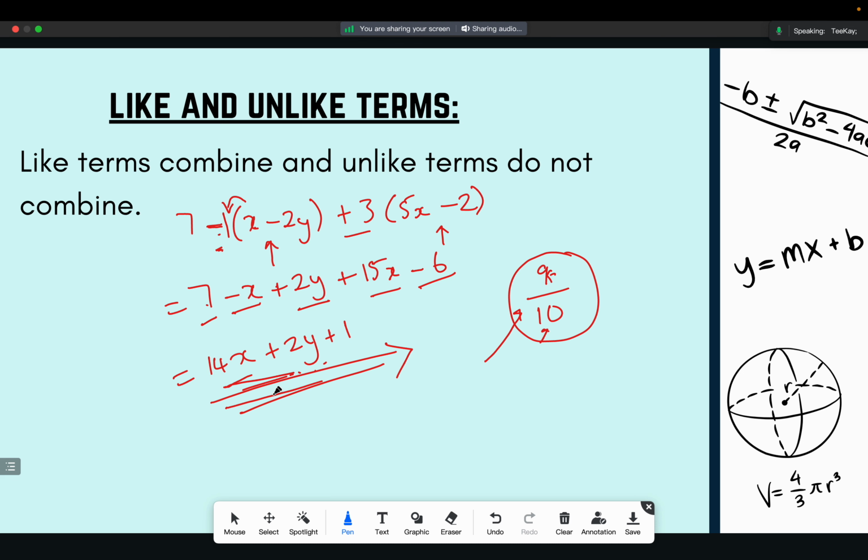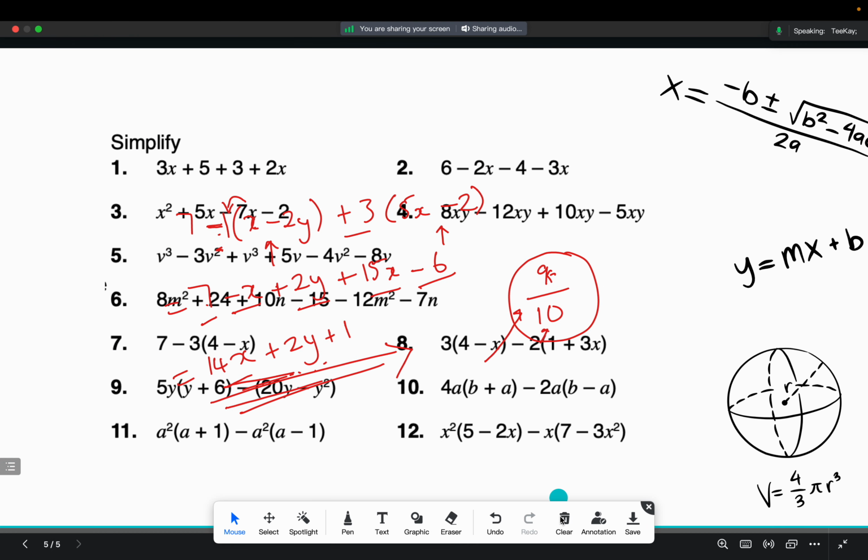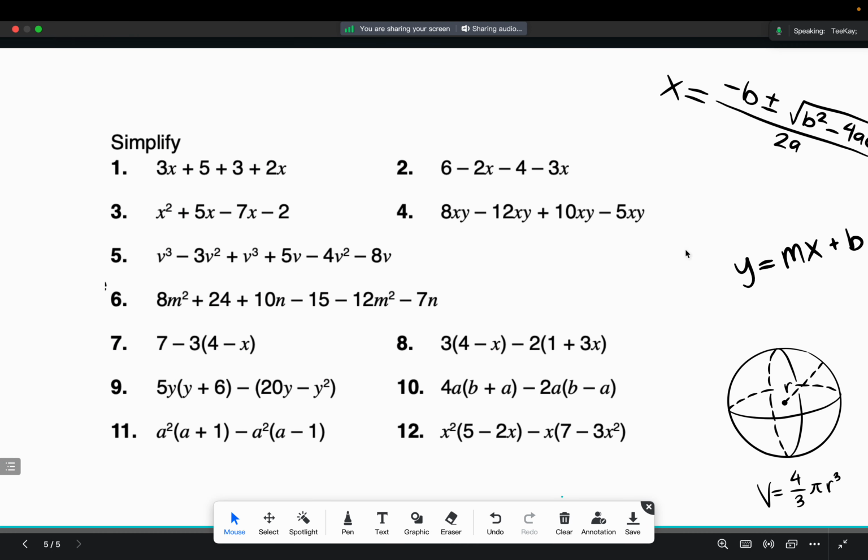So that's all on our introduction to algebra and algebraic expressions. You can practice with these expressions. Try to simplify these expressions and see if you can get to the correct answers.